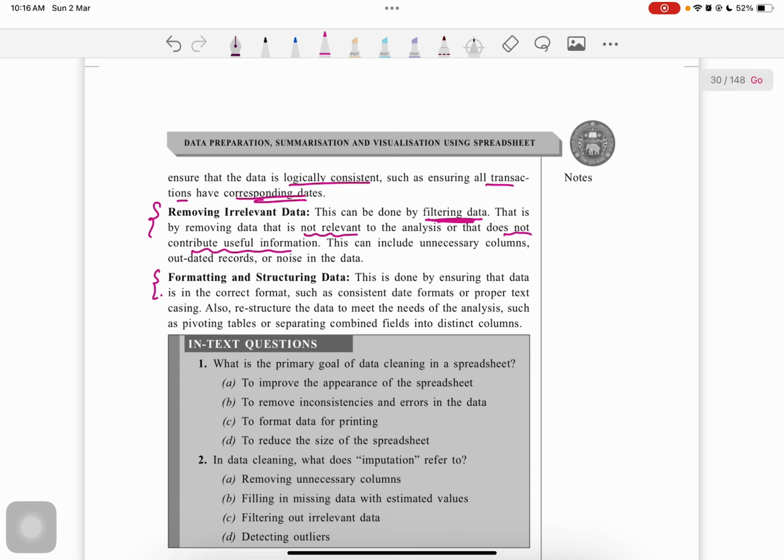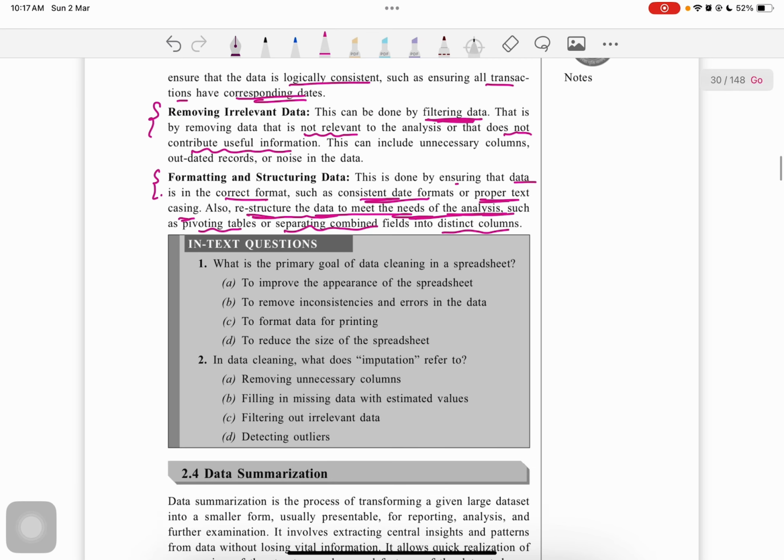Next is formatting and structuring. This is done by ensuring that the data is in the correct format, such as consistent date formats, proper text casing. Also restructure the data to meet the needs of the analysis, such as pivoting of tables, separating combined fields into distinct columns. Pivoting of tables, as we know in Excel, we have the option of inserting a pivot table.